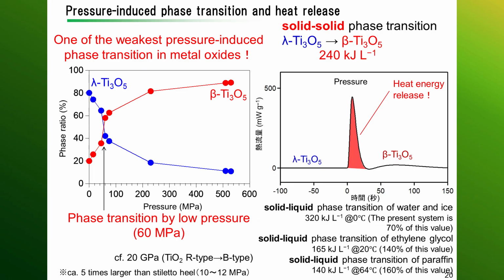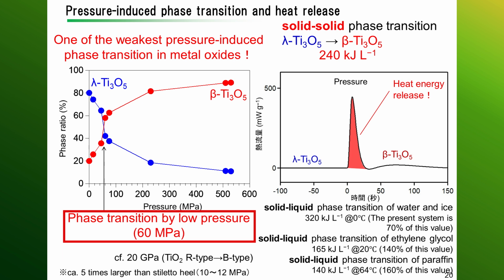In this graph, the phase fraction is shown on the vertical axis, and you can see that, when pressure was applied to the lambda phase, it became beta phase. The pressure at which this pressure-induced phase transition occurred was 60 megapascals. 60 megapascals is 600 atmospheres, which may seem insignificant to some of you.